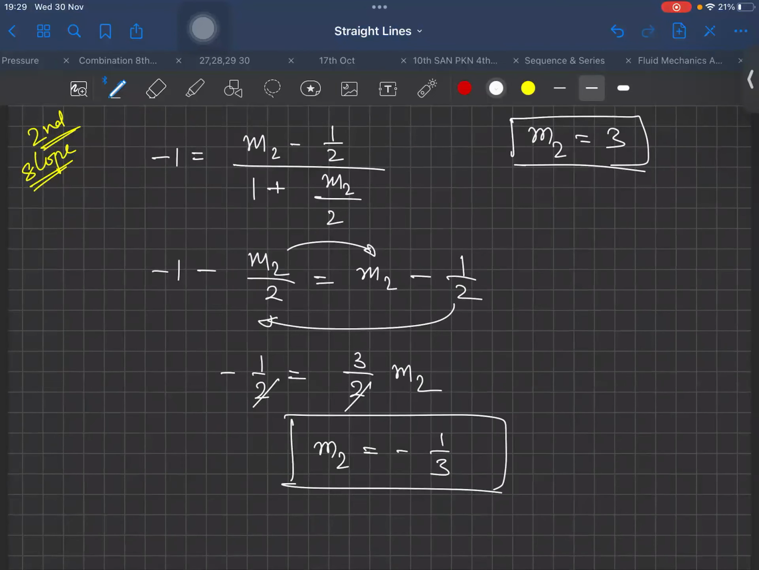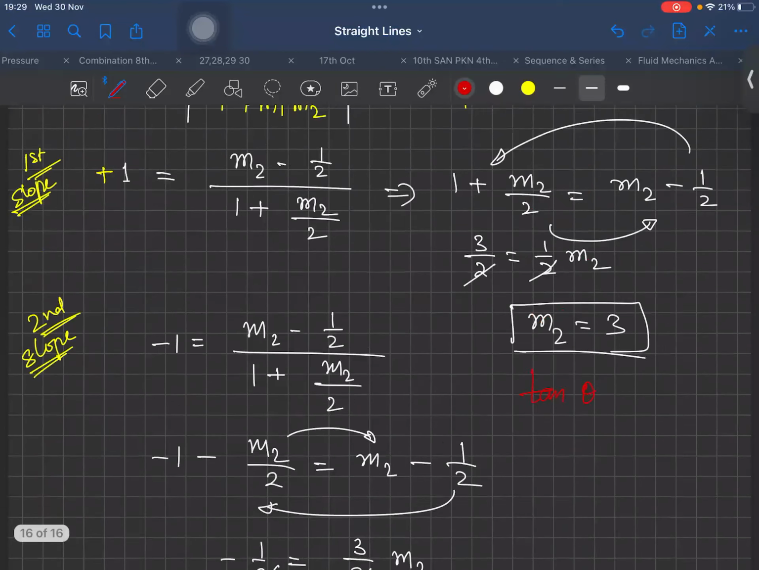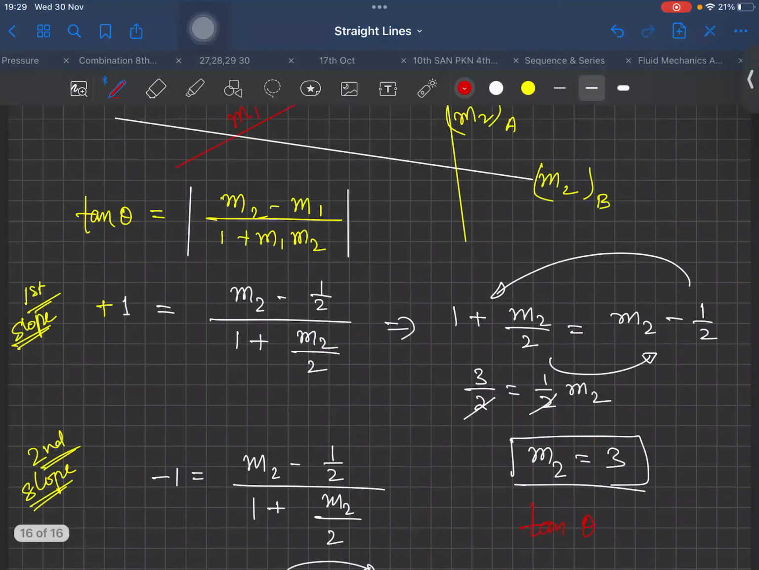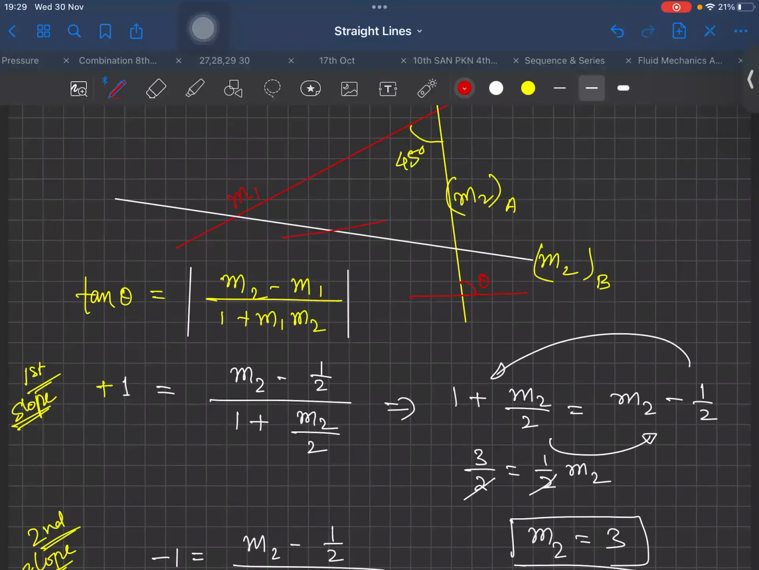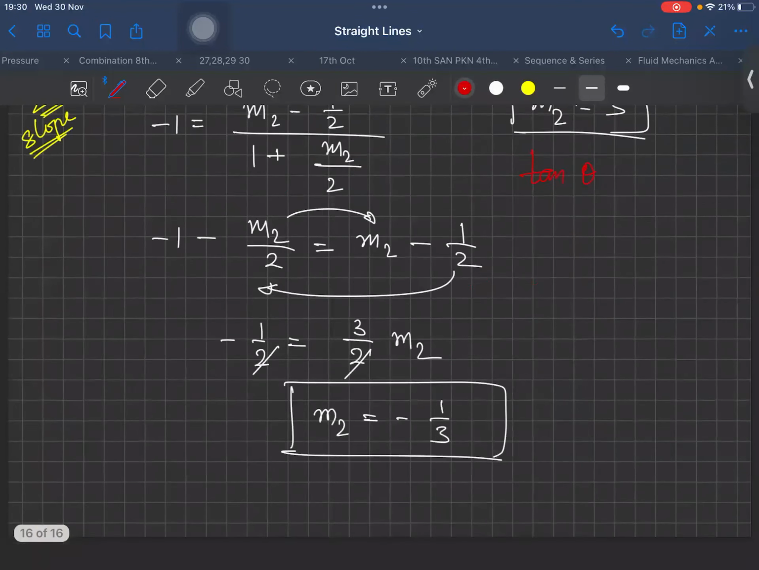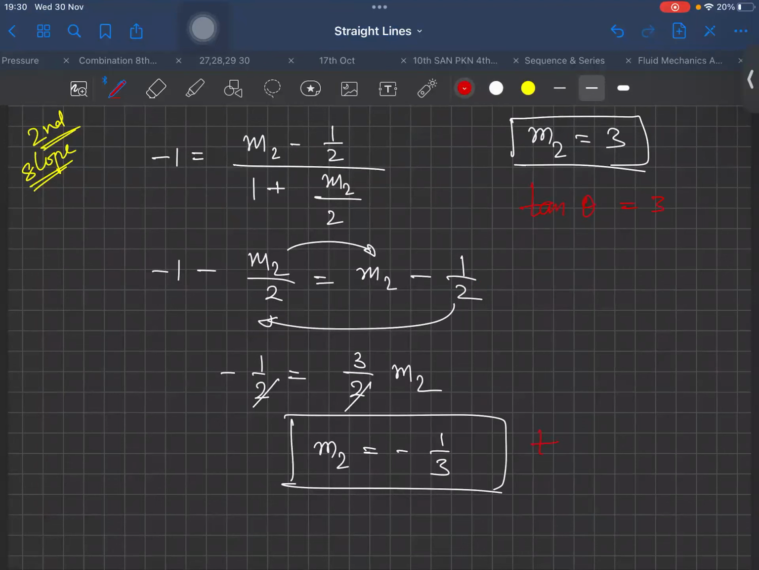So two values of this is possible. That means two angles are possible. So let's say this line makes angle theta with x-axis, and this white line makes angle alpha with x-axis. Okay, so tan theta is equal to 3 and tan alpha is equal to minus 1 upon 3. Got it?